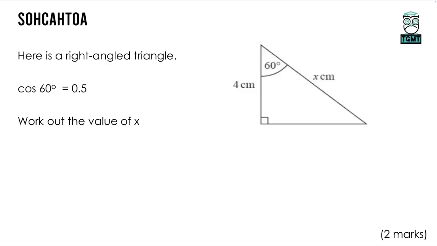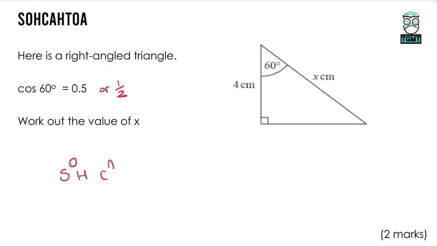When we are using exact values or SOHCAHTOA without a calculator, we might have something like this. So here is a right-angled triangle. It says cos 60 is equal to 0.5, or you could leave that as 1/2 if you prefer. Work out the value of x. So we need to know SOHCAHTOA. You may or may not use formula triangles.